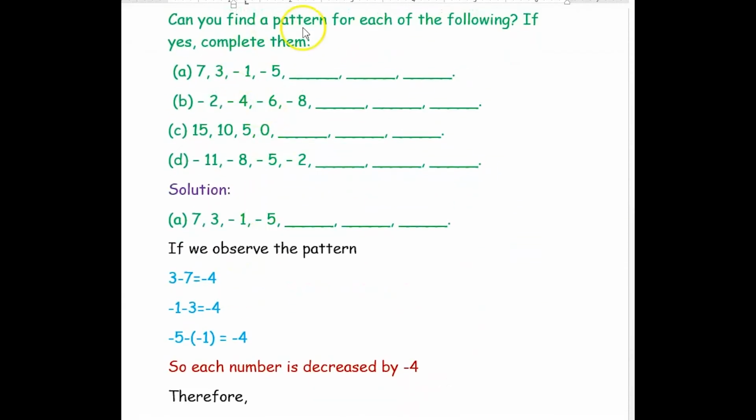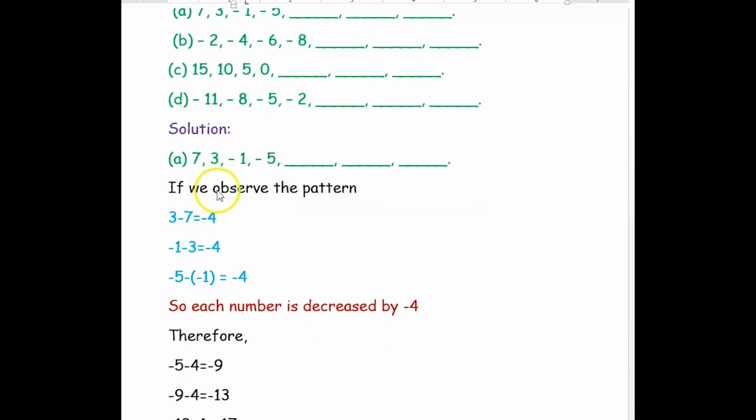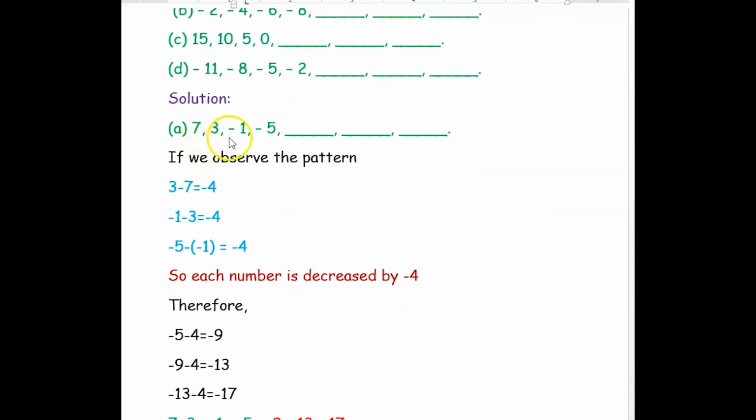Next question is, can you find a pattern for each of the following? If yes, complete them. So the first question is 7, 3, negative 1, negative 5. If you see here, it is in decreasing order. So we find the pattern like this. The second number minus the first number: 3 minus 7 is negative 4.